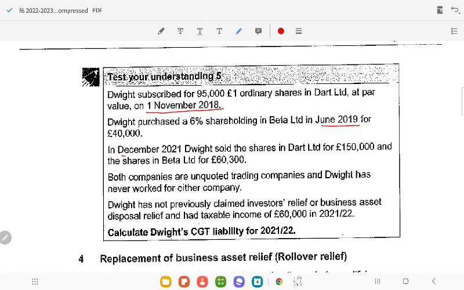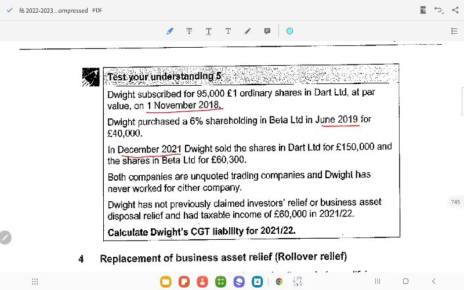But remember, they are selling this in December 21. As far as shares in DART Limited are concerned, they have met the condition of the 3-year holding period. So, gain on such shares would attract the investor relief. But as far as Beta Limited is concerned, the holding period of these shares is not 3 years, so they won't attract the investor relief. The period from June 19 to December 21 is a period of 2.5 years, so it won't attract the investor relief.